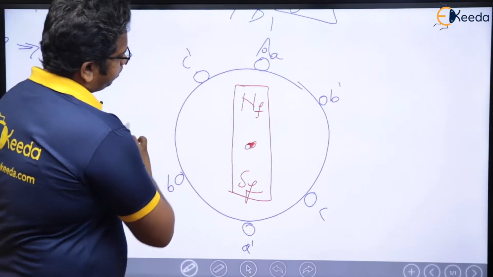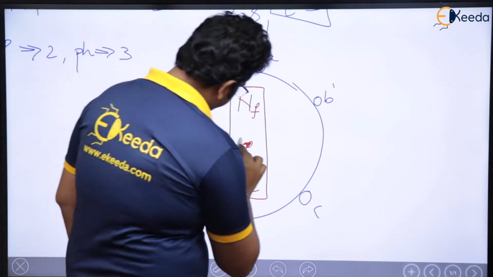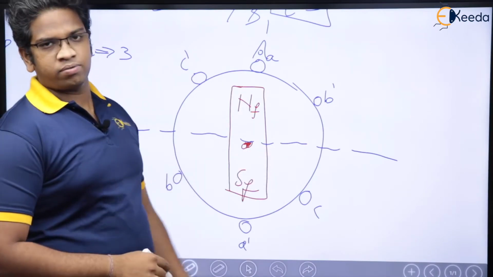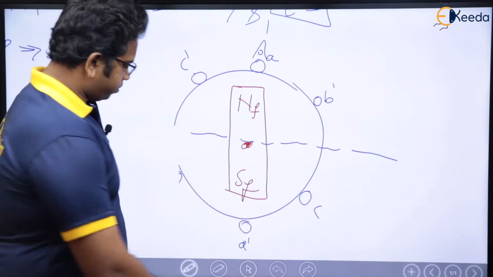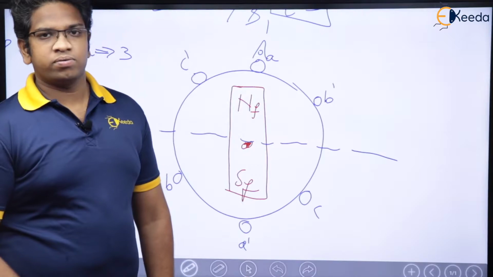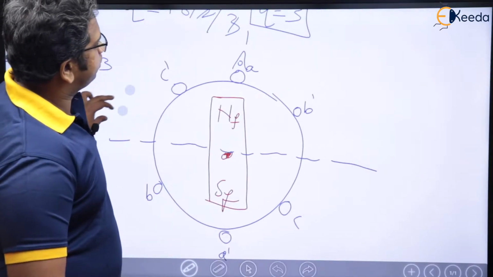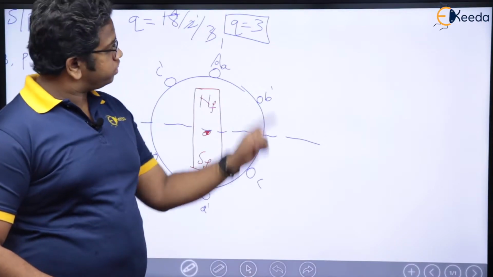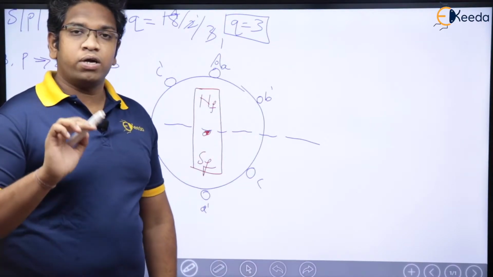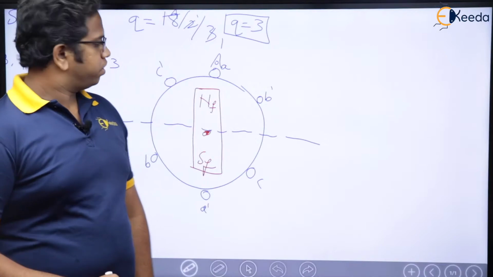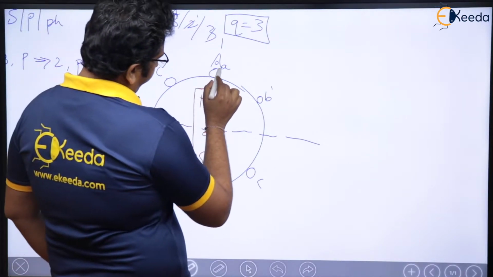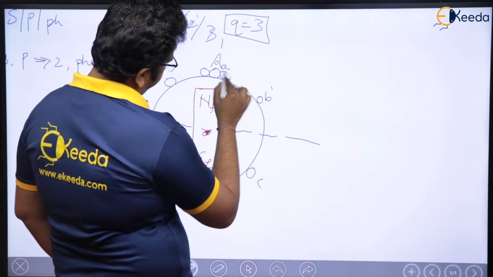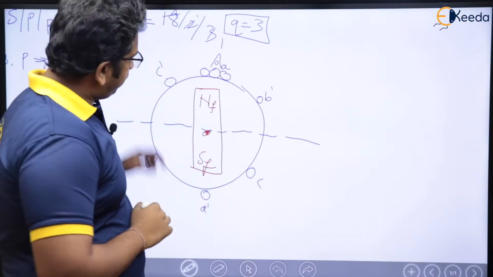Now, this is the interpolar axis, by the way, wherein there is going to be no flux. When I say Q is equal to 3, in the sense that slots available for distribution are 3, which means for this A, I should have 2 more conductors, right?